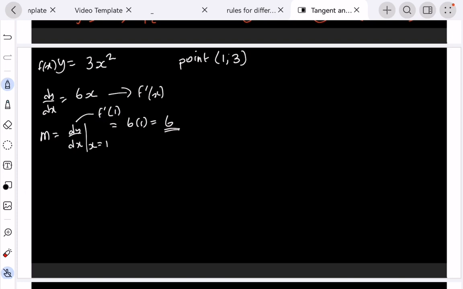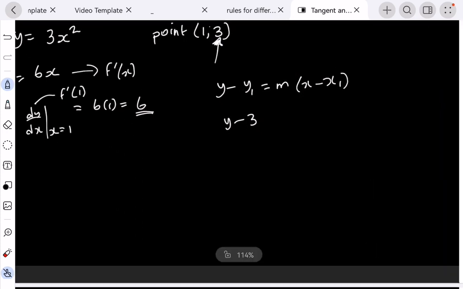Then after getting that gradient, now we can get the equation, because the y and x values are already there. So we have y minus 3, our y1 is 3 here, equals the gradient, which is 6, times x minus x1, and x1 is 1. Then what do we get?